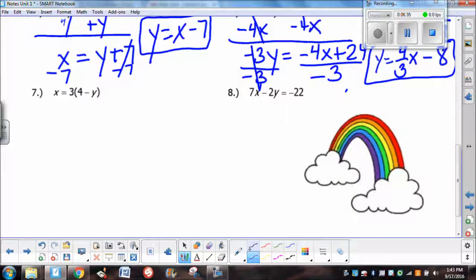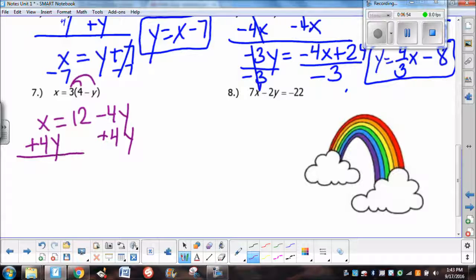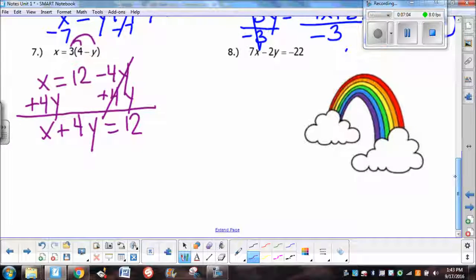A couple more. Now in number 7, to isolate y, I'm going to have to distribute first. X is equal to 12 minus 4y. Now, I might choose to add 4y to both sides. Follow along with what I'm doing. Nothing illegal here mathematically. Equals 12. Now, keep in mind, what are we trying to do? We're trying to isolate y. So I'm going to subtract x from both sides.